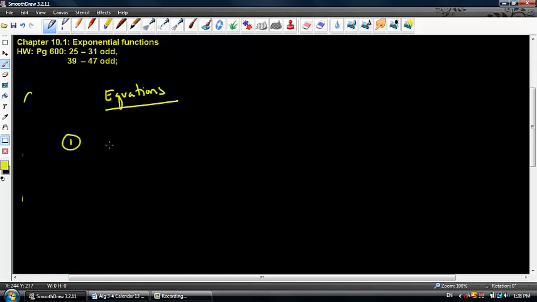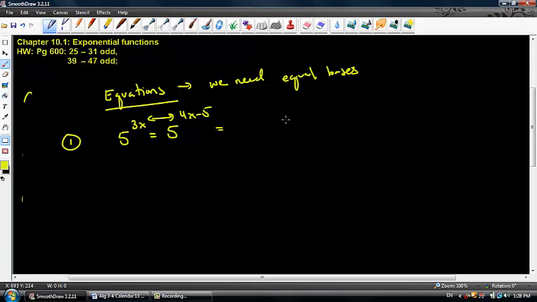Okay, number one. If I say something like 5 to the 3x is equal to 5 to the 4x minus 5, well, since the bases are equal, right, I'll even say for equations we need equal bases. Well, since the bases are the same, the exponents are going to be the same. So what we can say here is that 3x equals 4x minus 5. Do a little bit of algebra here. I'm going to get negative x equals negative 5. Therefore, x equals 5.